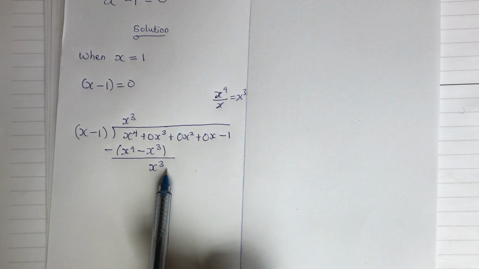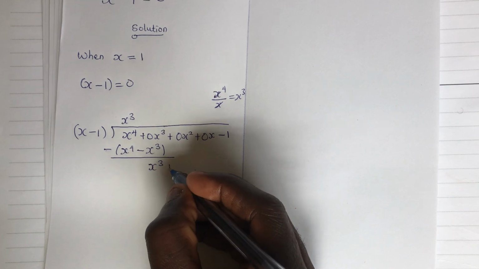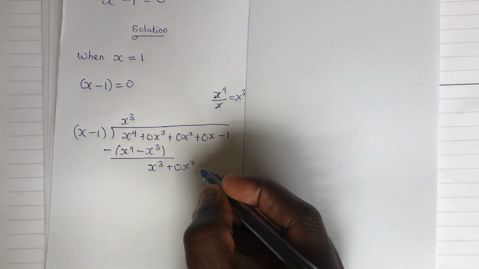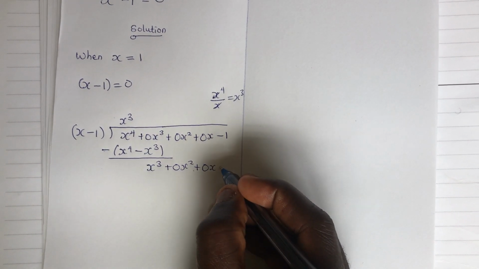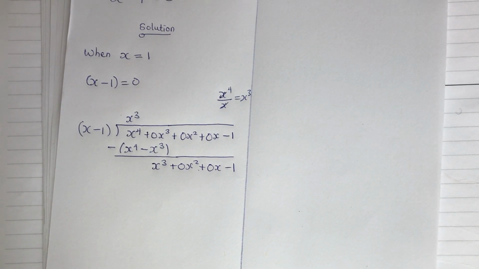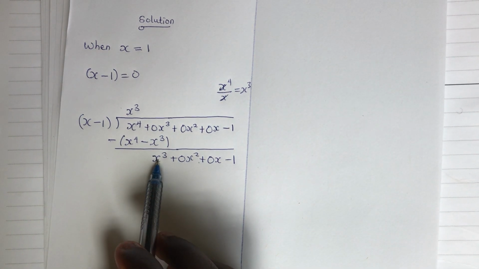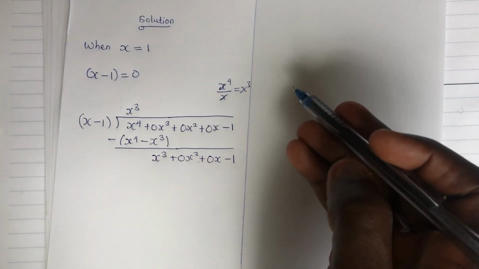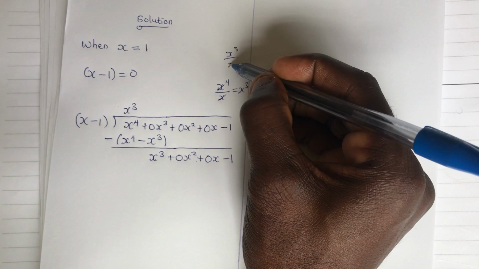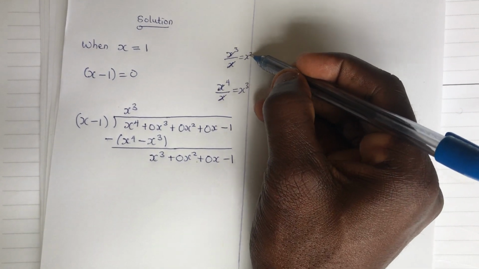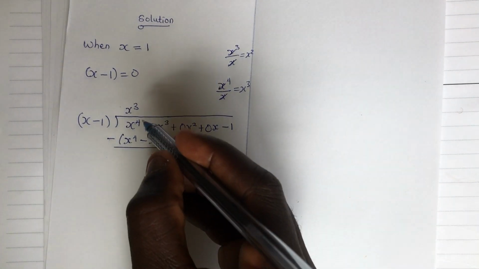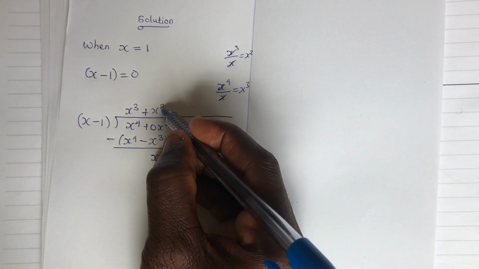All you need to do is add it to this one. So we have plus 0x squared plus 0x minus 1. Now, the next step is we are about to start the division all over again. Take x raised to the power 3, divide the result by x. So we have x cubed over x. This is giving us x squared. So now we have plus x squared.